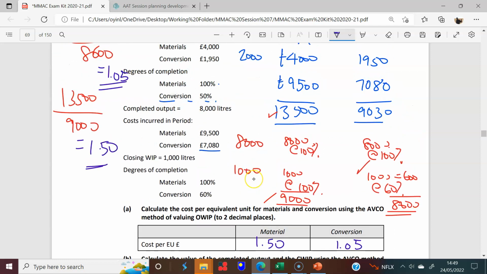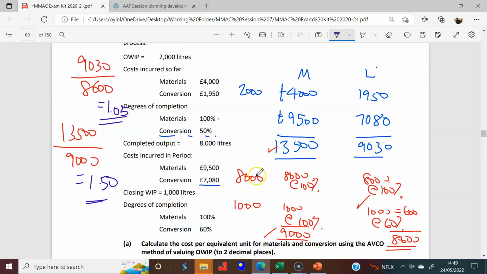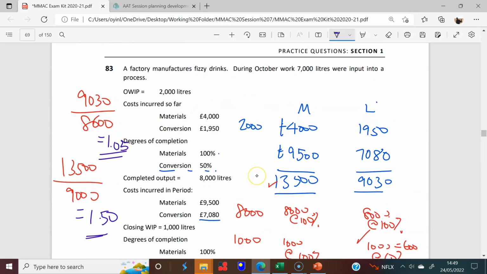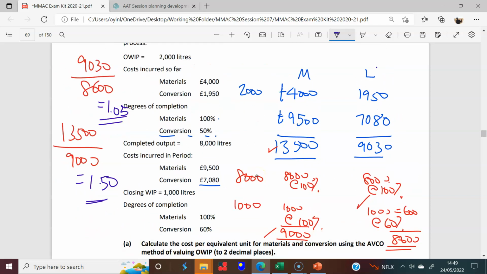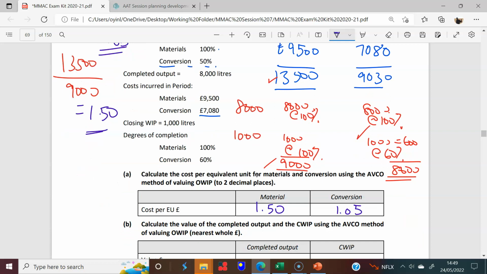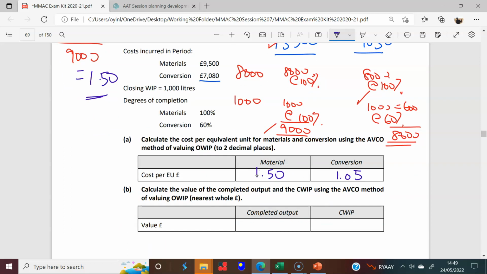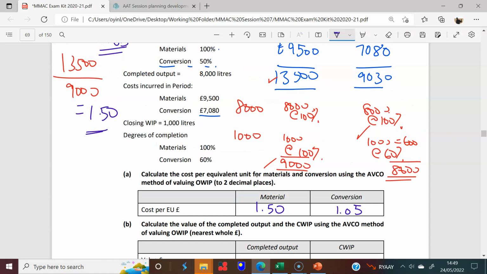I want you to just come into the factory and think about it, because we're mixing. It says AVCO. We're mixing everything together. Just think about making fizzy drinks. So this is what you now have. I have a total cost all mixed together. If the question is asking me what's the value of my completed units, well, I have 8,000 completed units and I have 1,000 partially finished units.